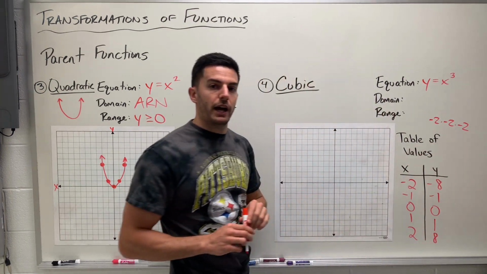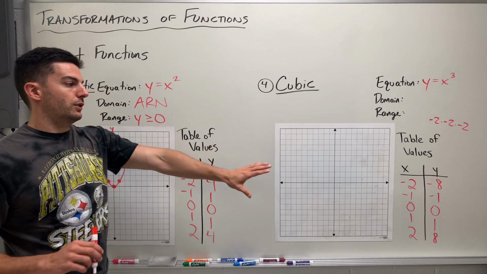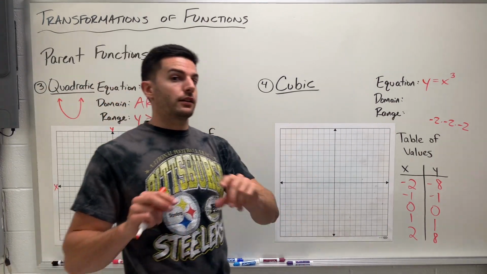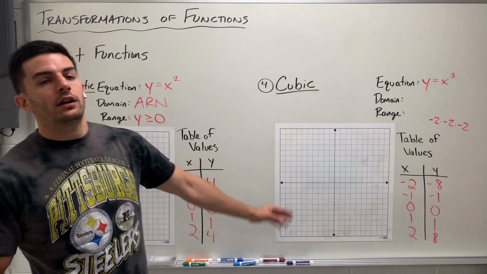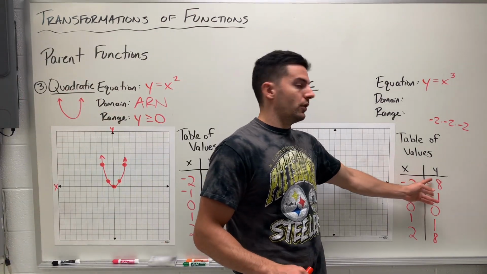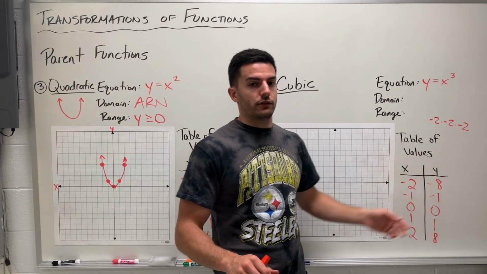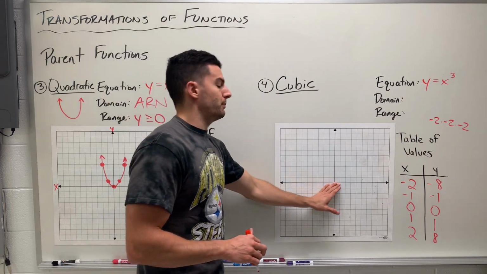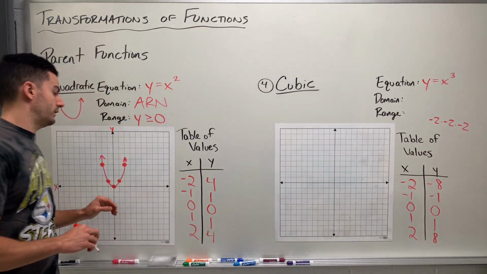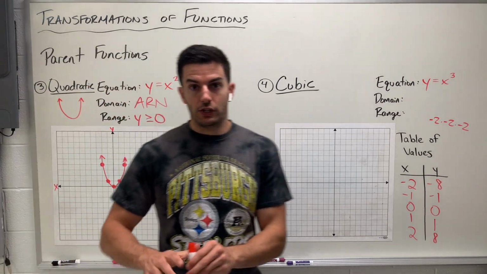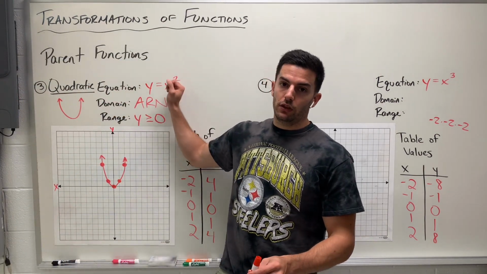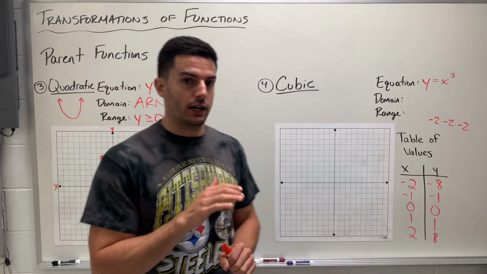So you see a pattern with a lot of these parent functions with what the y values end up being. A lot of the time it is kind of like a mirror image: the negative x values result in negative y values, and vice versa. That happens. But the big thing that you're trying to do here is just get a feel for what these graphs look like, and associate the shape of the graph with the equation and the name of the function.